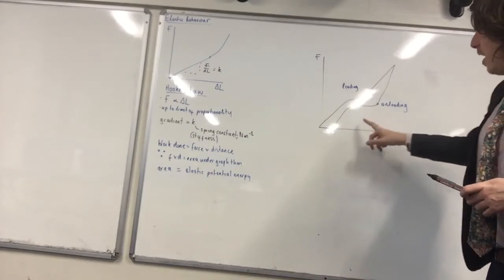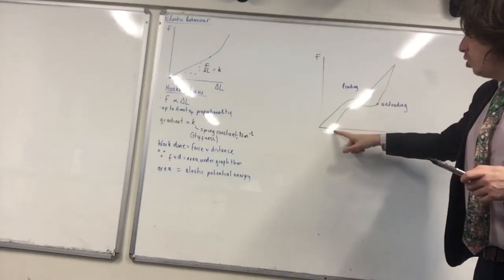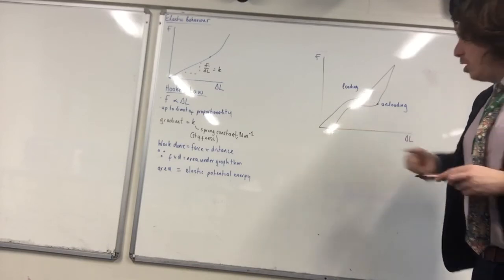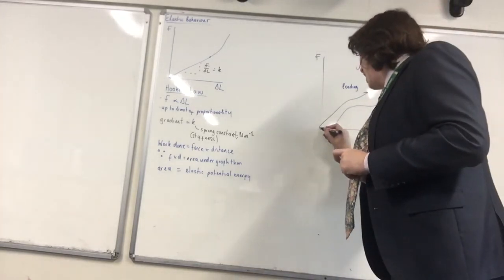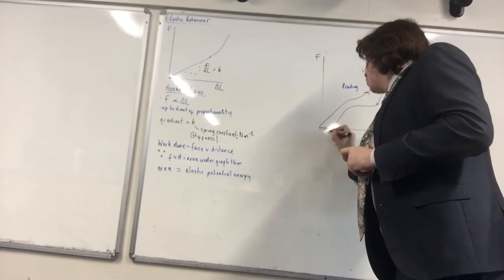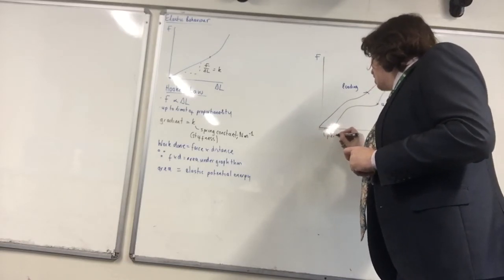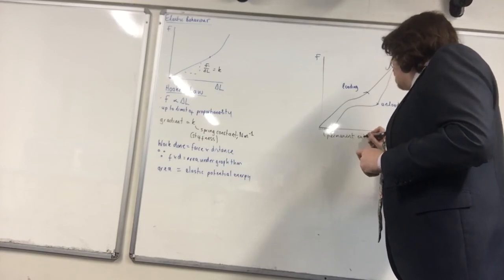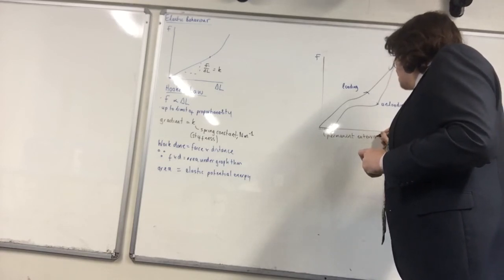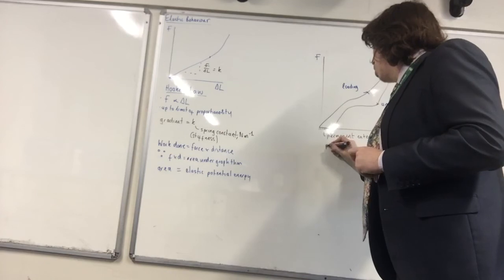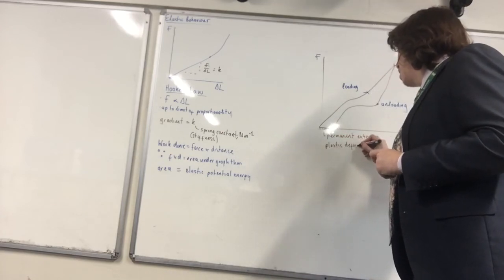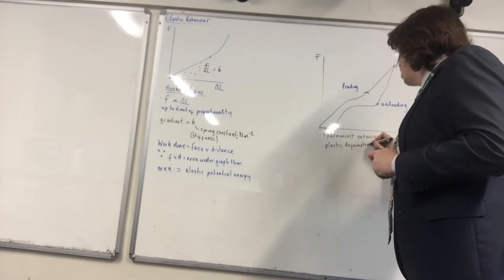What you'll notice here is when it's unloaded, it's not returned to its original length. This area here represents permanent extension, which means that the object is permanently extended by this amount. This is also known as plastic deformation. It's the idea that the object has become deformed.